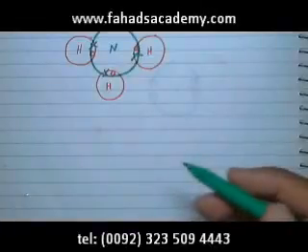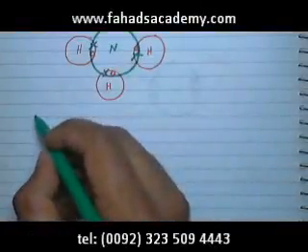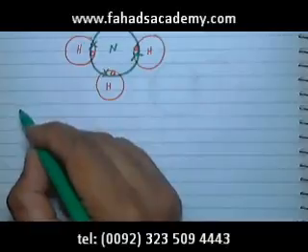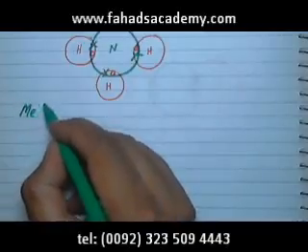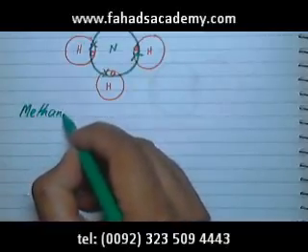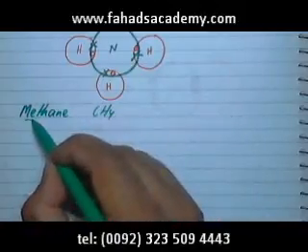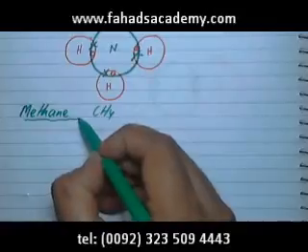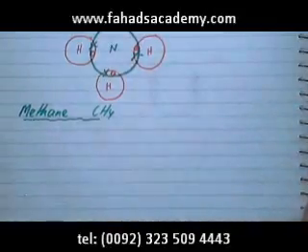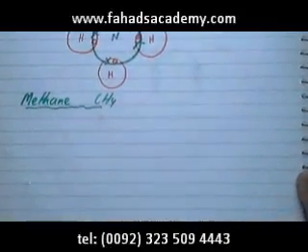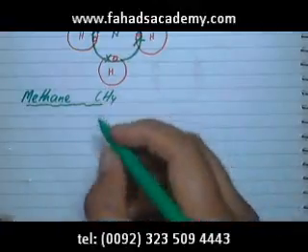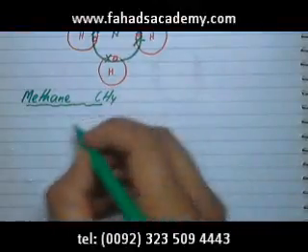Now we are going to do another example, and this time we're going to try and draw the dot and cross diagram for methane. Methane is the name given to CH4, which means that there are four hydrogen atoms bonded to a single carbon atom, and since both of them are non-metals, this would be a covalent molecule.